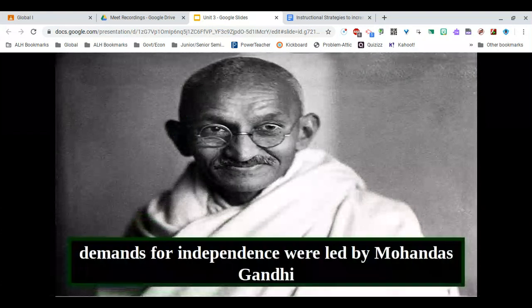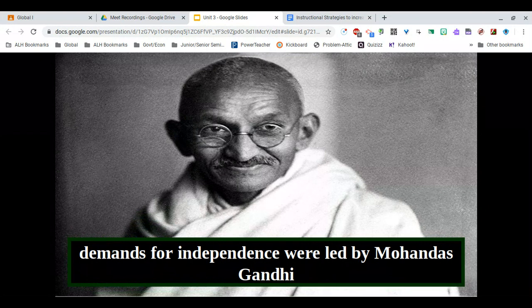So here we have Gandhi, and these demands for independence are going to be led by Gandhi, right? And every time we see images of Gandhi, we tend to see him in this very traditional Hindu Indian style clothing, and that is a big part of his homespun movement.